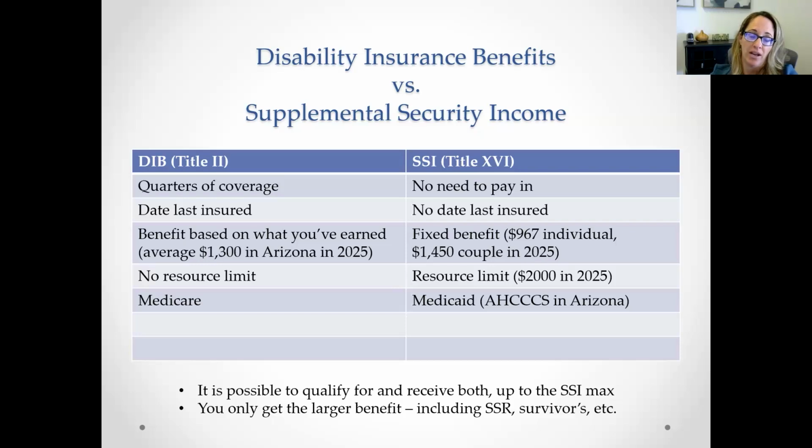In Arizona, and just a caveat, some of the numbers I'm going to be throwing out here are based on an average of what's going on in 2025. So this changes a little bit, but in Arizona, on average, the monthly disability benefit people get is about $1,300. Obviously, it's different in different parts of the country because wages are higher in some parts or lower in others. But on average, $1,300.